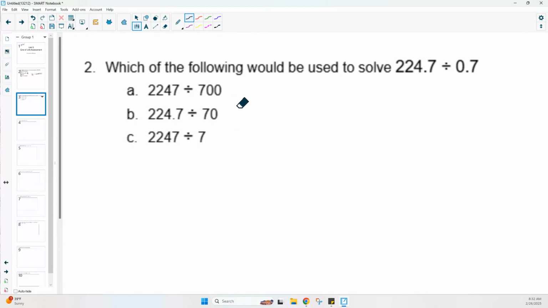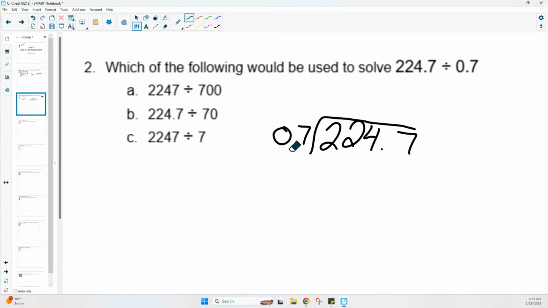Which of the following would be used to solve 224.7 divided by 0.7? Okay, let's take a look. If I set this up, we know that the first number always goes on the inside, as we have discussed many times, and then we have 0.7 on the outside. Now, I hear the math police coming because we cannot have a decimal on the outside. So, we need to take care of that.